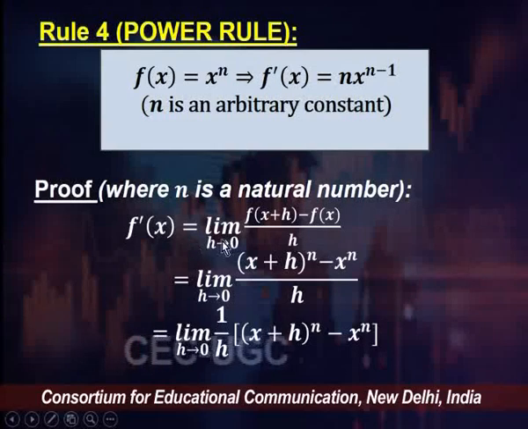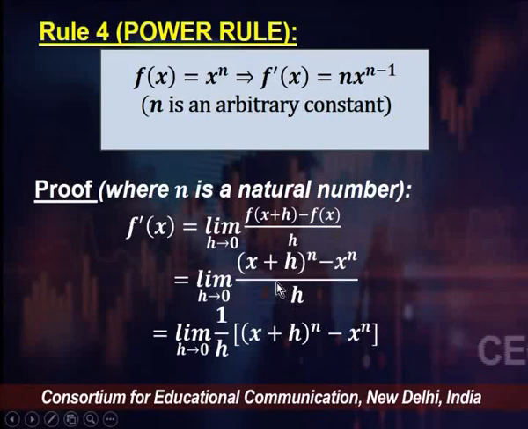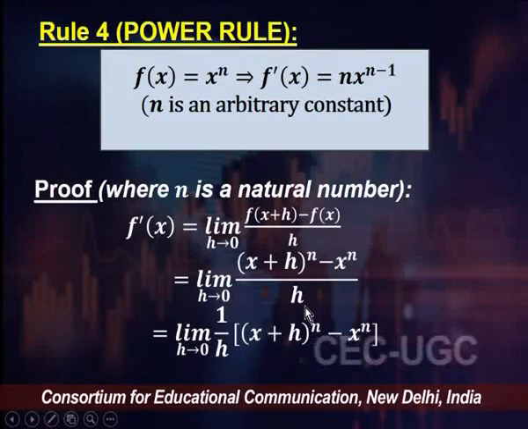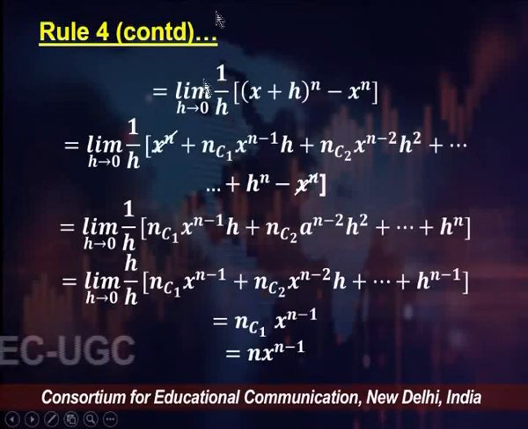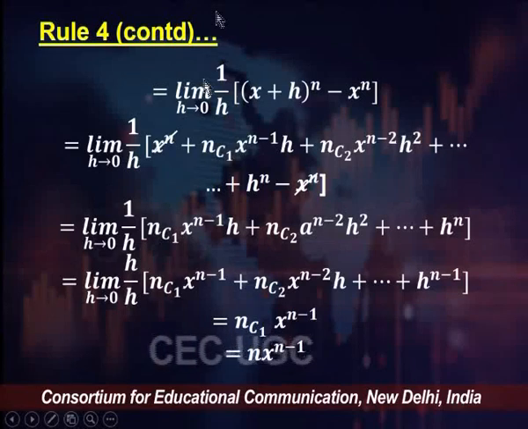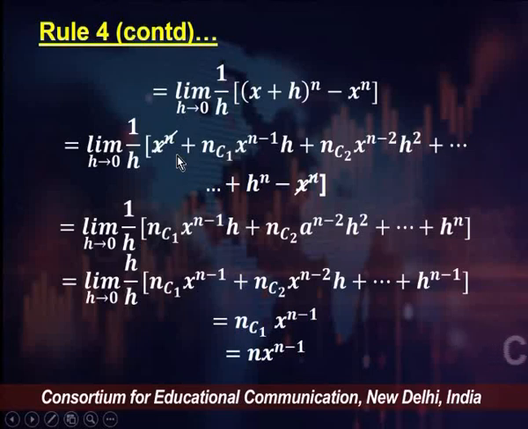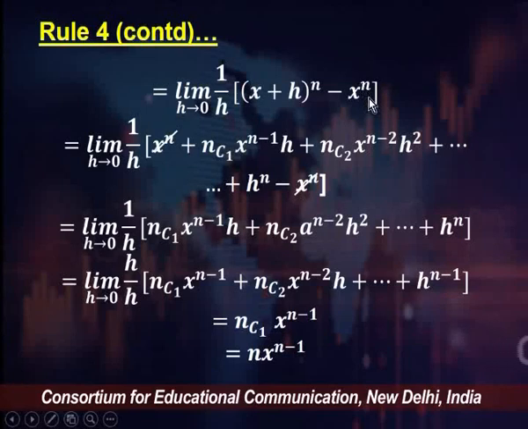So f prime of x will be the limit as h tends to 0 of f of x plus h minus f of x, divided by h. f of x plus h is x plus h to the power n, minus f of x, which is x to the power n, and this is divided by h. Further on, I can use the binomial formula to open up the brackets x plus h to the power n, which will give me x to the power n plus nC1 x to the power n minus 1 times h plus the terms containing the higher powers of h, and then subtract off that last term x to the power n.